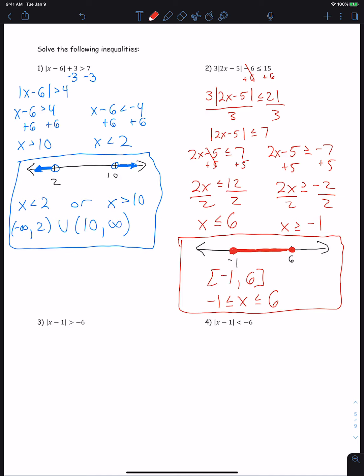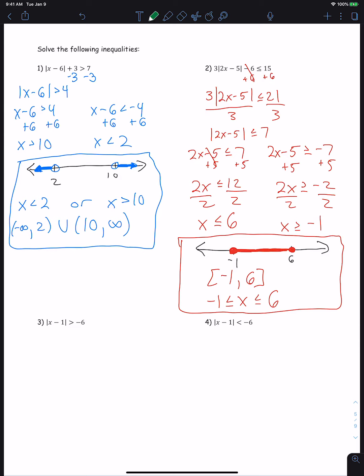And the last two. Number 3, oh, look at that. We have our absolute value all by itself on the left side, so we don't need to simplify anymore. But let's take a look at what it says. It says the absolute value of x minus 1 is greater than negative 6. An absolute value is always positive. So the absolute value of x minus 1 is always going to be greater than negative 6.